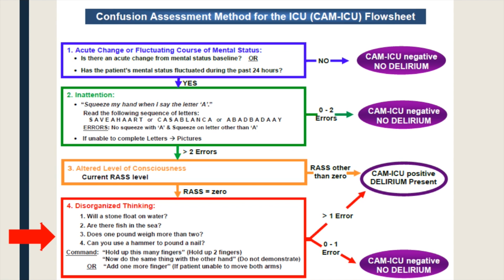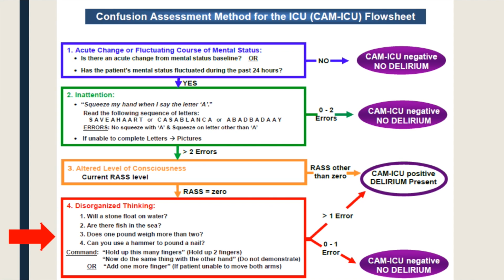Feature 4 is where we assess disorganized thinking. This is often where we identify those patients with hypoactive delirium. They've been calm and cooperative, not demanding much attention, but when really tested, they have disorganized thinking and are delirious. Patients are asked to answer 4 questions as well as follow 2 commands. Begin by asking question number 1. Will a stone float on water? Give them time to think about it and respond. If at any point in time they make more than 1 mistake, you may stop assessing them and identify them as CAM-ICU positive and delirium is present.